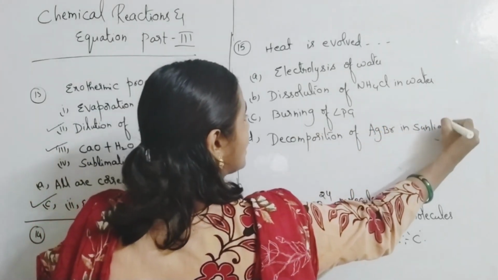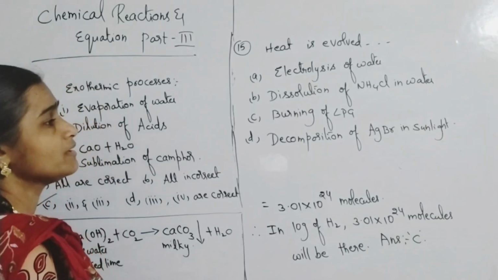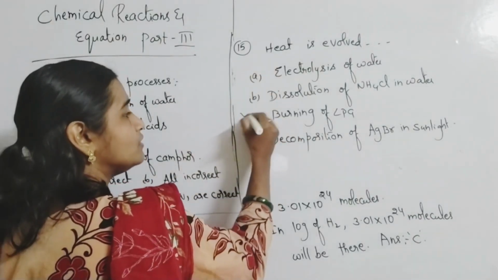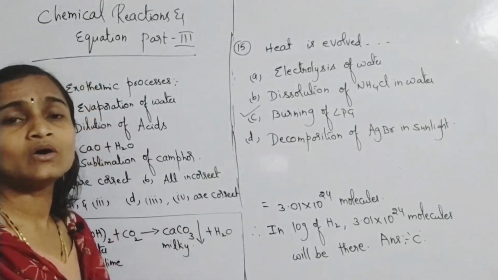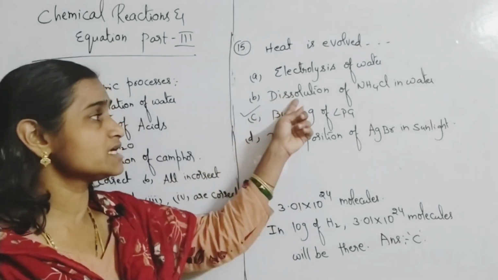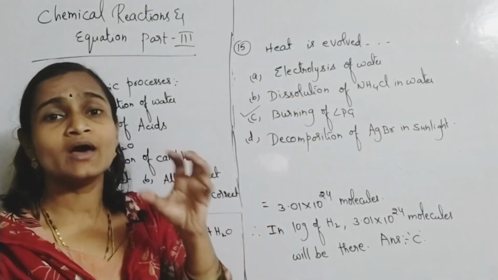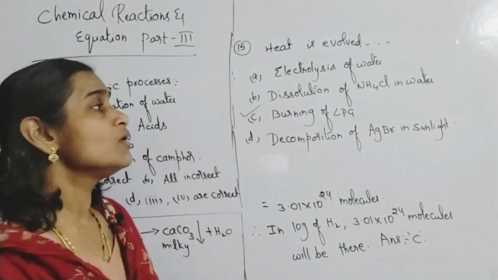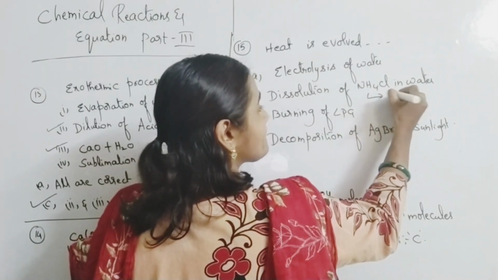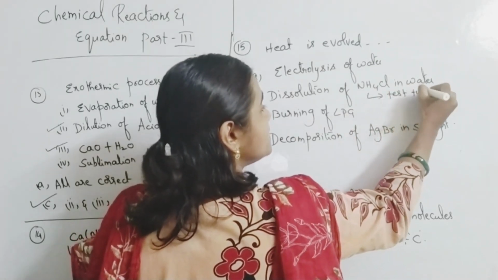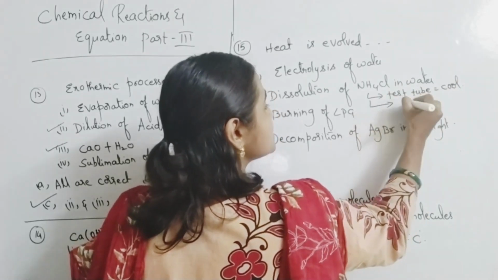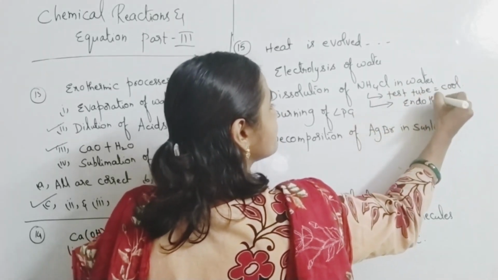So what is the option? Please tell me. Here the answer is heat. A lot of heat is evolved when you burn LPG gas. Maybe all are exothermic reactions, but dissolution of ammonium chloride is not exothermic, it is endothermic. If you add ammonium chloride to water, you will find the test tube becomes cool. Please remember, if the test tube becomes cool, it indicates that it is endothermic.